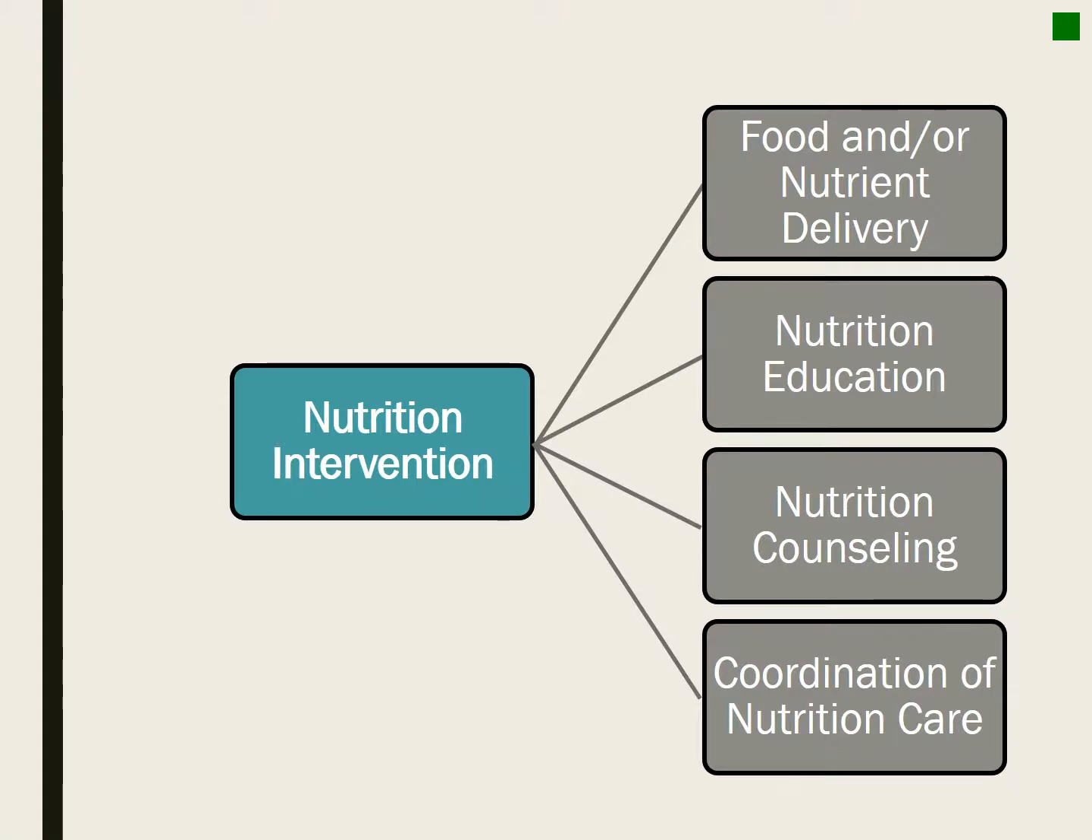Alright, so following the nutrition diagnosis, we now have the nutrition intervention, and the final product of the nutrition intervention phase is the development and implementation of the care plan. So the 4 categories of nutrition interventions include food and or nutrient delivery. So the nutrition prescription is written by the registered dietitian nutritionist and designates the type, amount, and frequency of nutrition based on the individual's disease process and disease management goals.